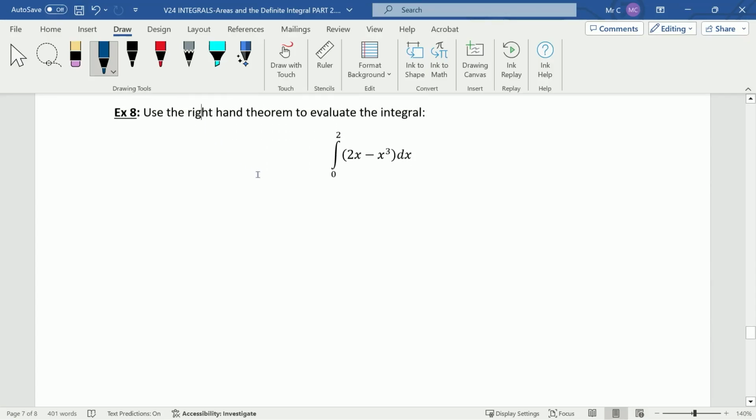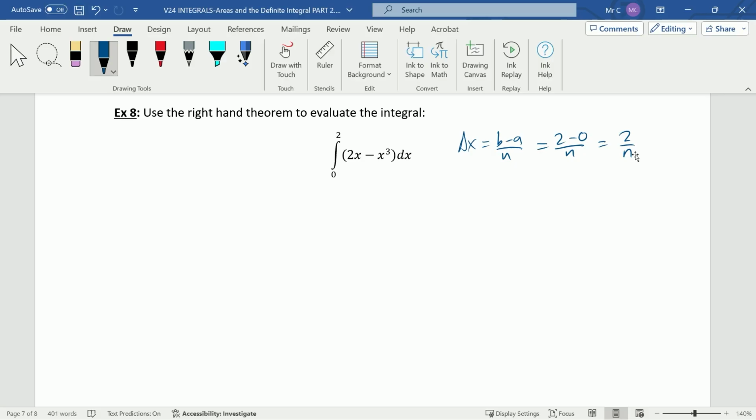Now we're going to tackle this big one here. Use the right-hand theorem to evaluate the integral from 0 to 2 of 2x minus x cubed dx. So again, this is another one where we're just going to have to use that theorem. We're going to need to know, okay, what's delta x? It's b minus a over n, so that's 2 minus 0 over n, which is 2 over n.